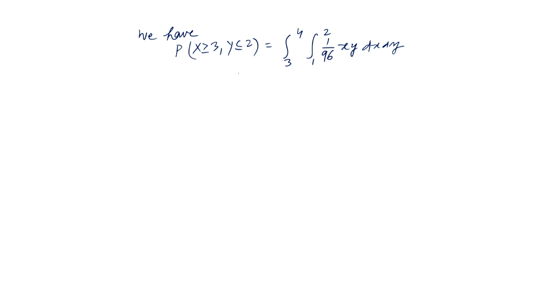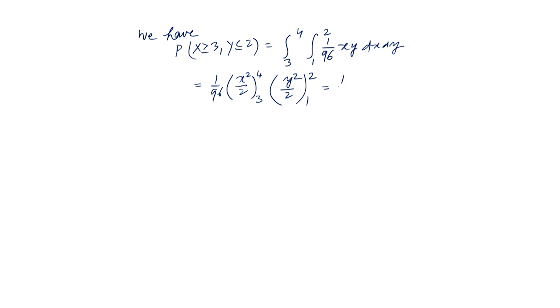So, we have P(x greater than or equal to 3, y less than or equal to 2) given by this integral. Okay. So, we integrate 1 by 96 into x square by 2, the limits are 3 to 4, then we have y square by 2, limits are 1 to 2.